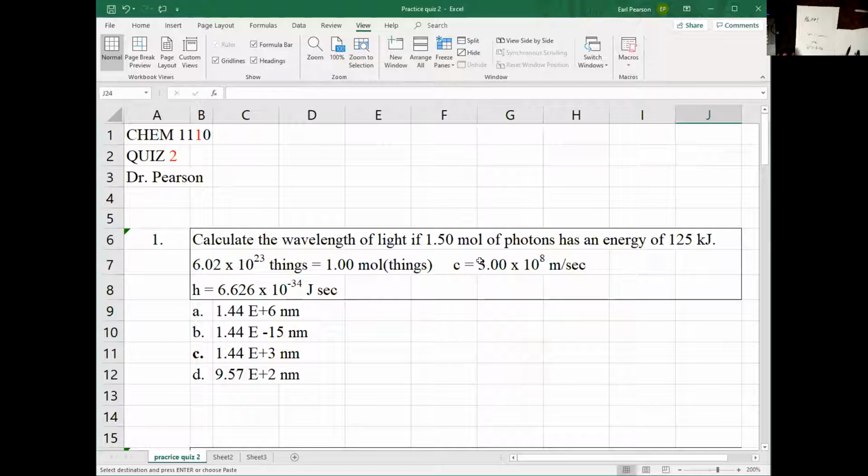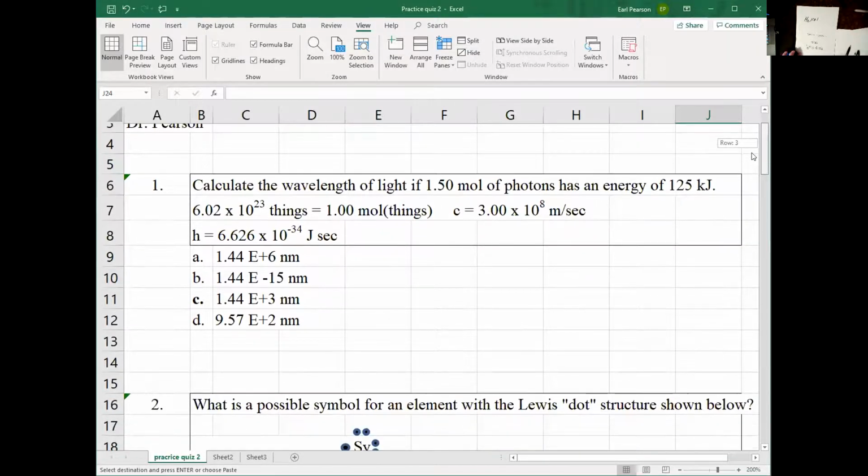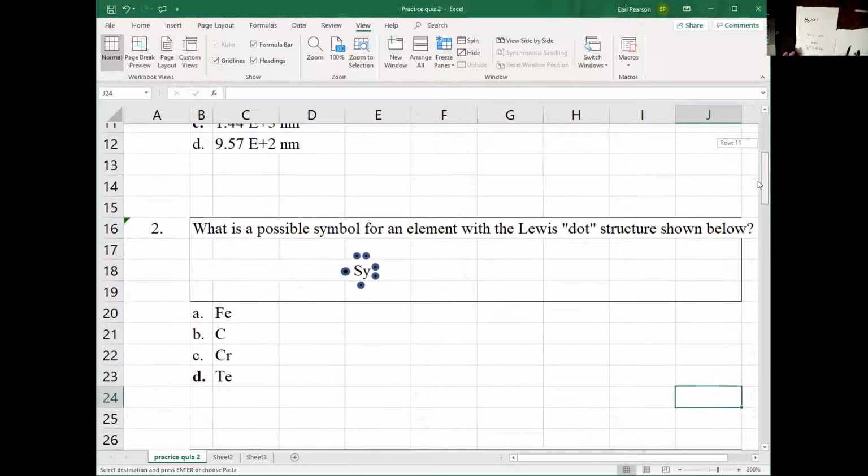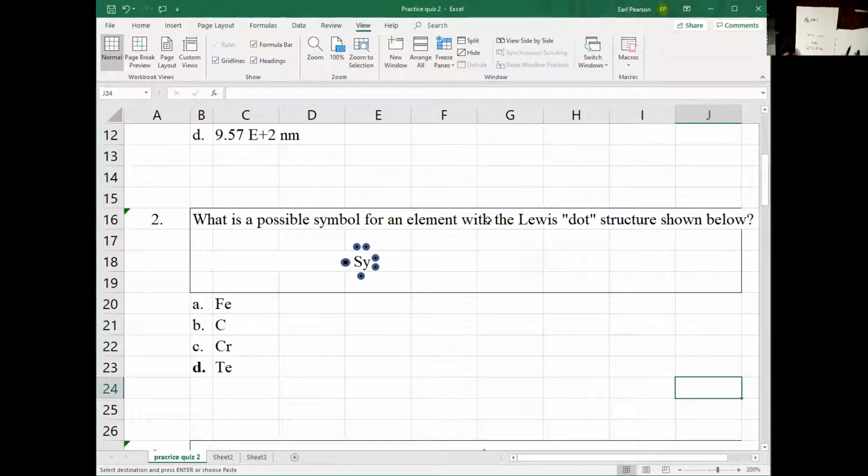So I'm looking at the first one, calculate the wavelength of light if 1.5 moles of photons has this much energy, and there are the constants that we need. That's going to be a rather difficult problem. I'm just going to make a mental note of what it's about, and I'm not going to try to answer it right now. I'm looking at this, and what is a possible symbol for an element with a Lewis dot structure shown below? That one we can answer.